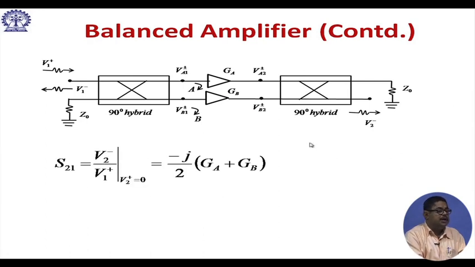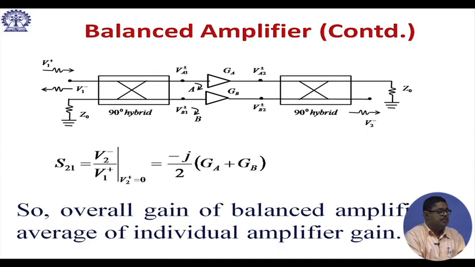S21 of this whole thing will be V2 minus by V1 plus, when V2 plus is 0. We have made V2 plus 0 because you see we have terminated it with a match. So, this value is GA plus GB, and you see S21 is this. Now, if we have identical transistors, it is simply S21 equal to GA, by 2 with a phase change of 90 degrees.